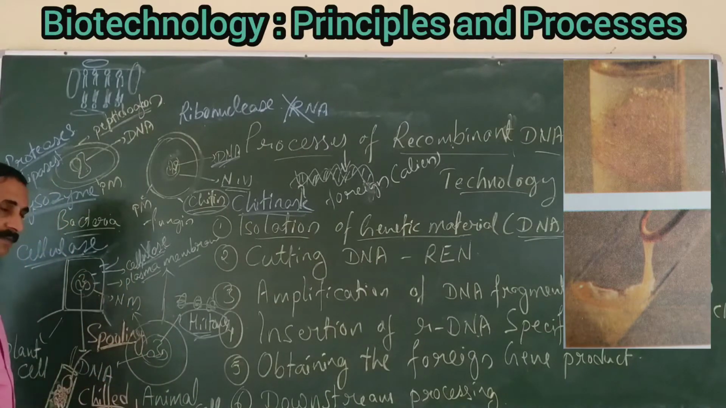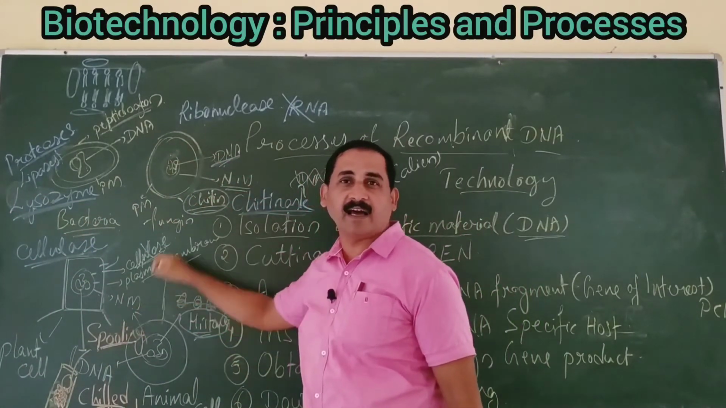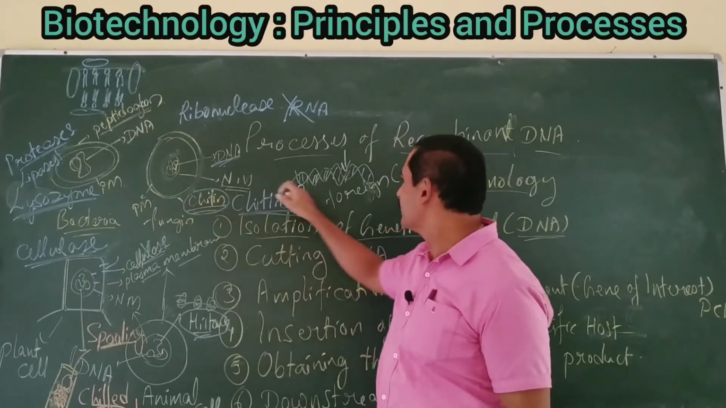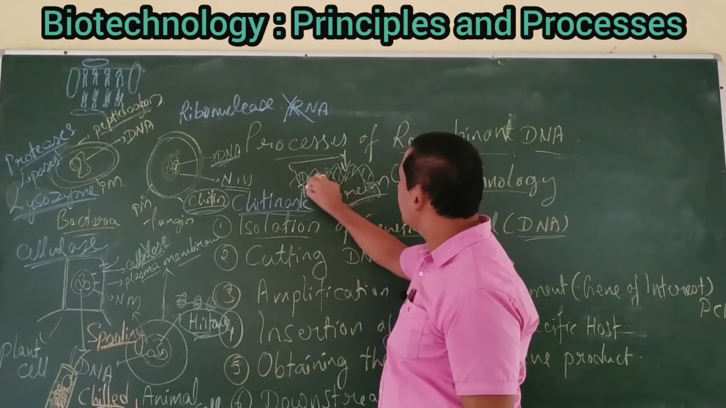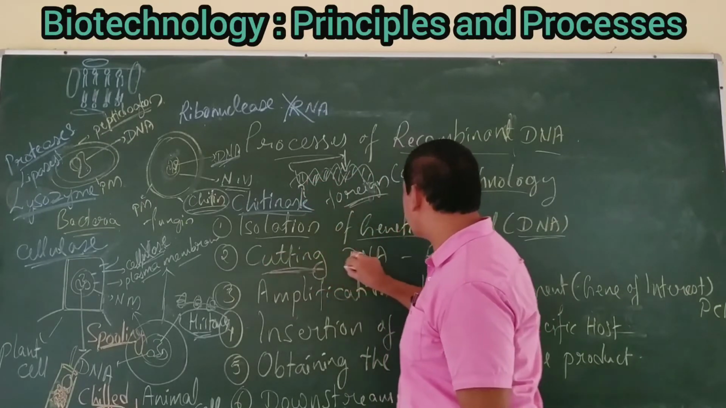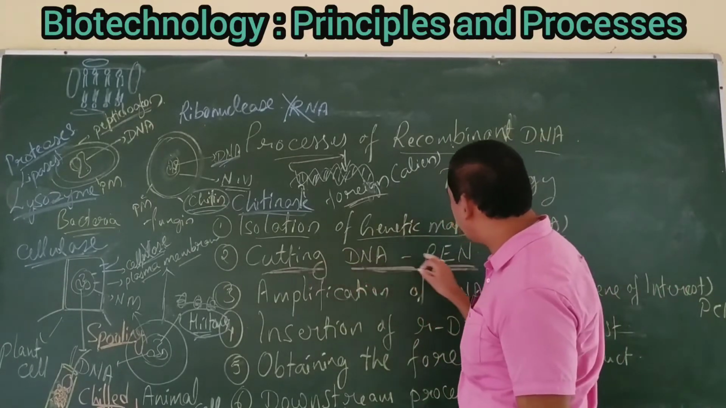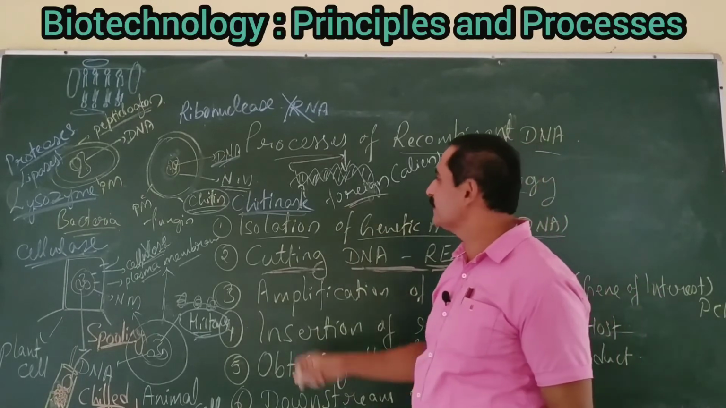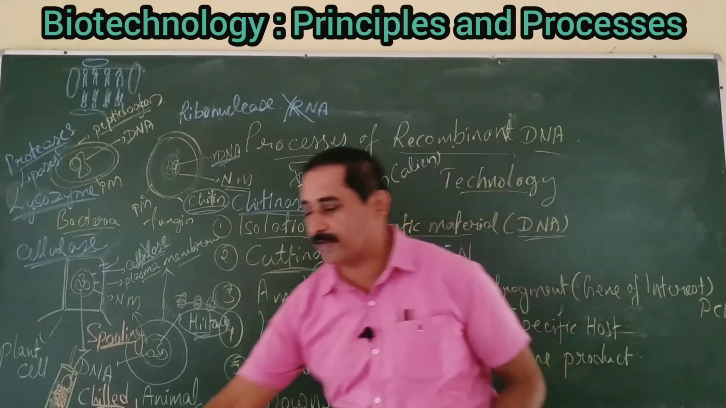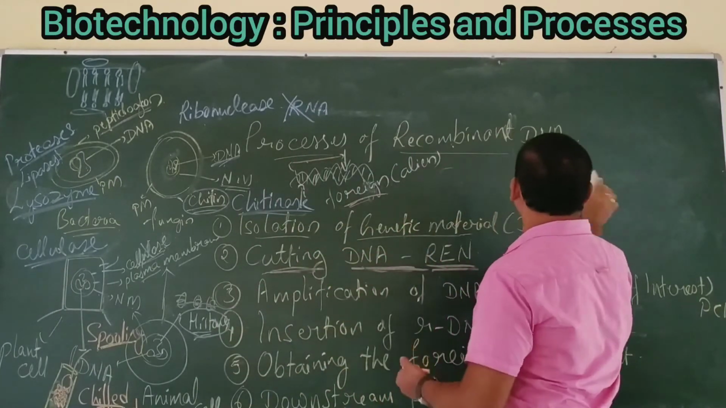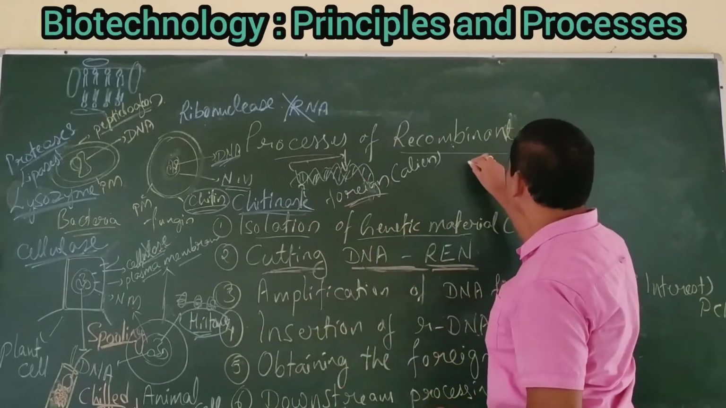Okay. Now, the DNA present in the different target cell, the donor cell, is collected. You have to cut the DNA fragment. That is the second step, cutting of DNA by using restriction endonucleases, REN. So this DNA is cut and cleaved to form a number of fragments of different lengths, smaller or larger in size.